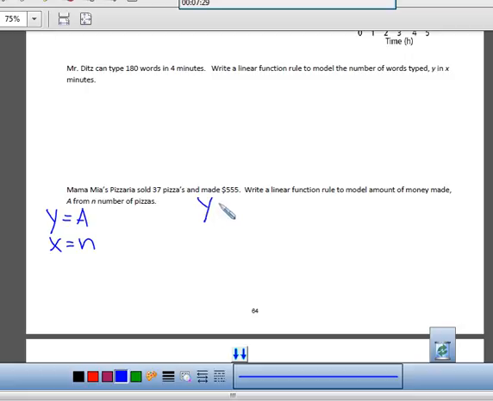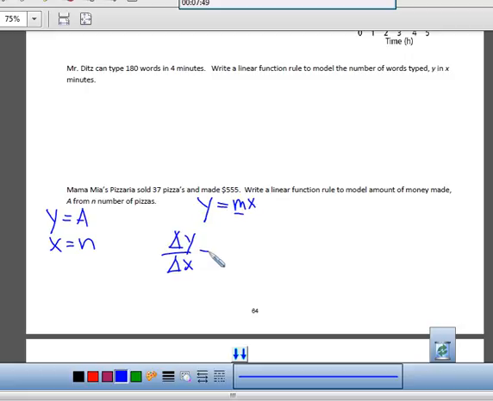So we're going to use y equals mx. We're going to find m, and then when we're done, we're going to replace y with A and x with n so that our equation models or fits the description here. Now to find m, I'm going to do change in y over change in x.